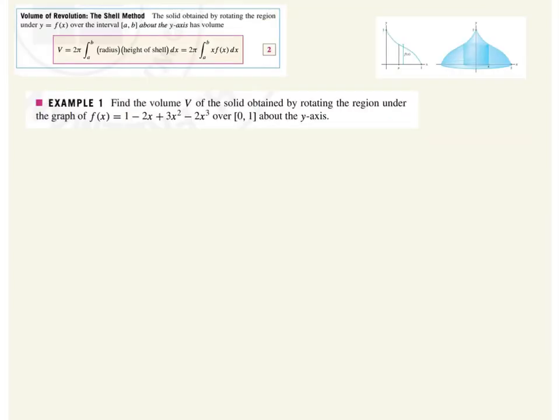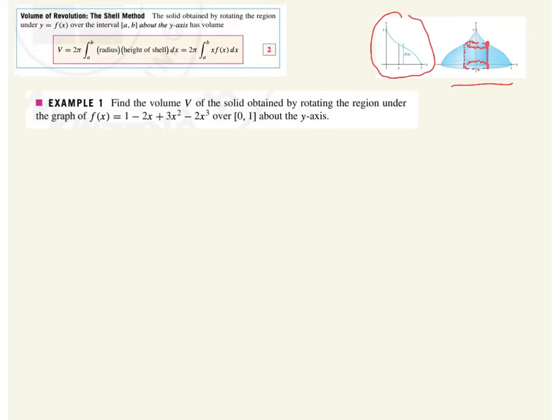So let's take a look at our first example here. I put the formula up top again just as reference as we go through the first one. Pictures given, which is always nice, right? The original two-dimensional function versus what it would look like if we use our shell method. And you can see we have in here one shell at that particular height, right? Okay. So find the volume of the solid obtained by rotating the region under the graph of 1 minus 2x plus 3x squared minus 2x cubed over 0 to 1 about the y-axis.